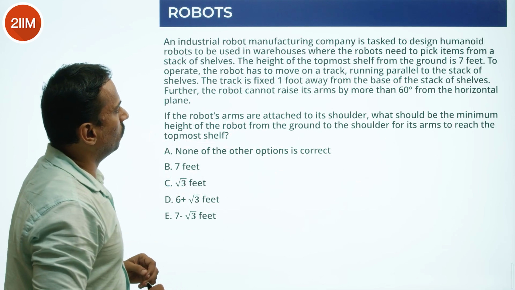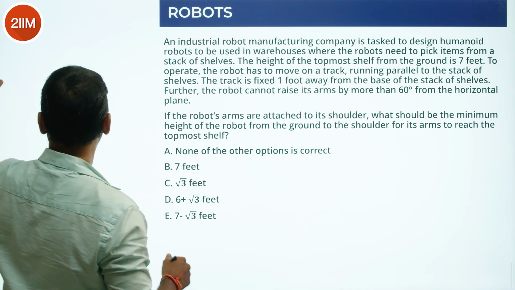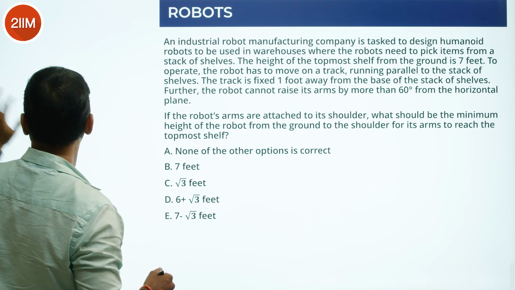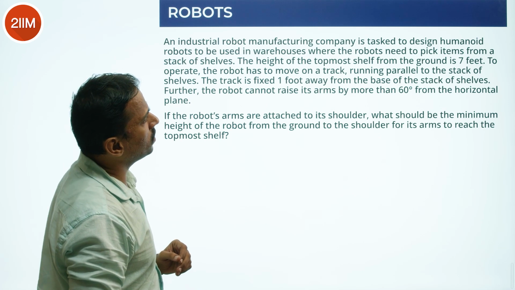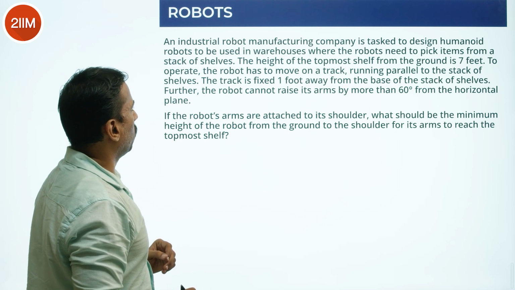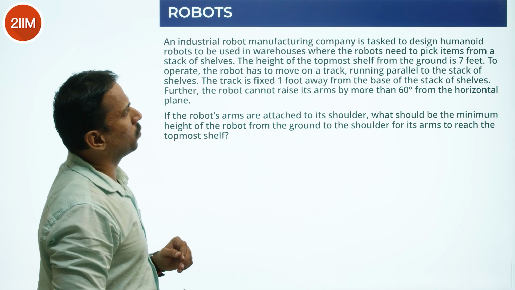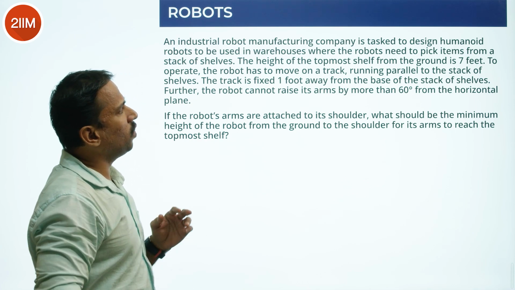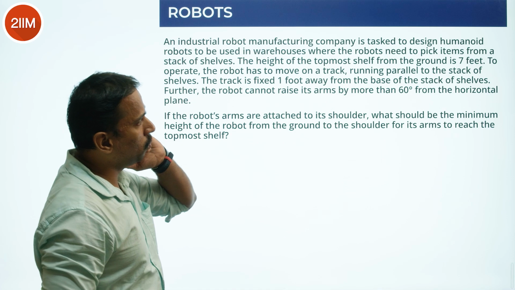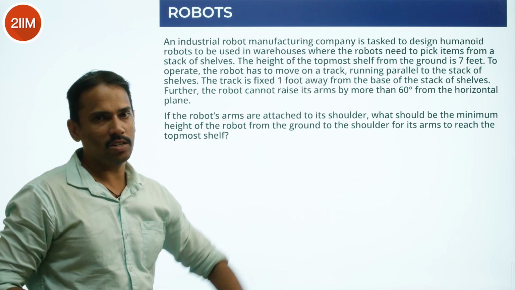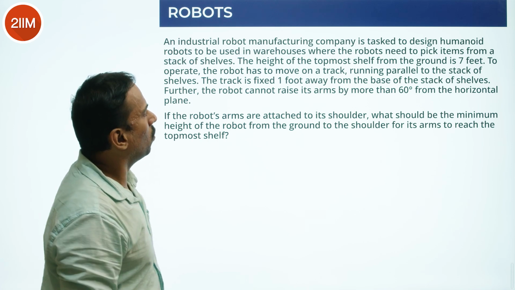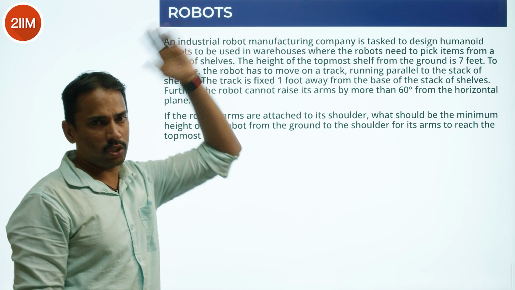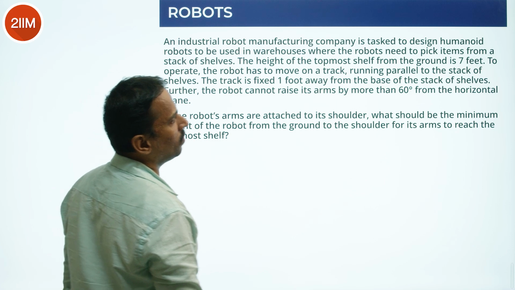So here we have a very long question. Better to go take an empty slide here. Fine, yes. An industrial robo manufacturing company is tasked to design humanoid robots to be used in warehouses where the robot needs to pick items from a stack of shelves. The height of the topmost shelf from the ground is 7 feet. So here is where information starts. So we have robots manufactured in that company. So the height of the topmost shelf is going to be 7 feet.